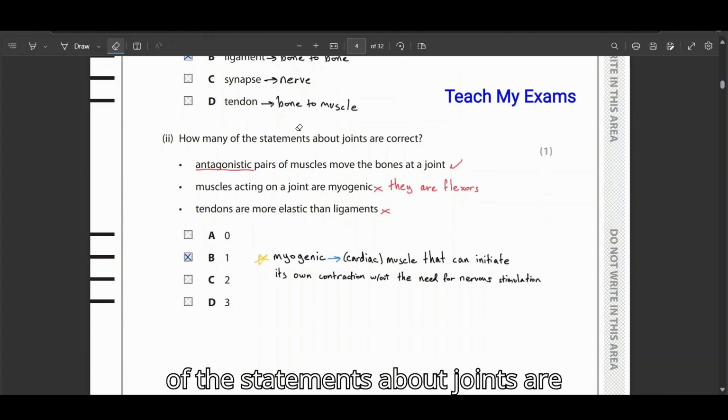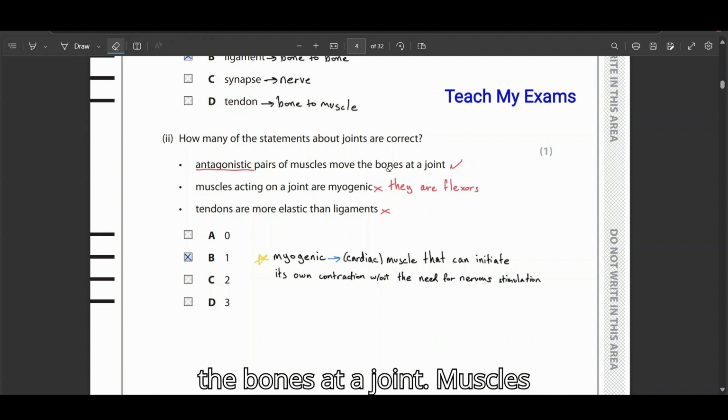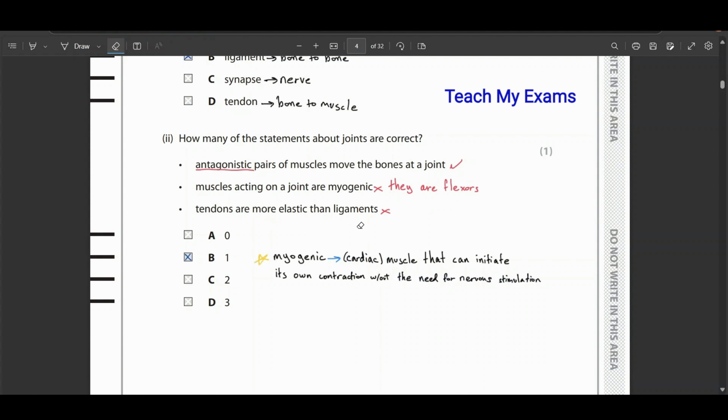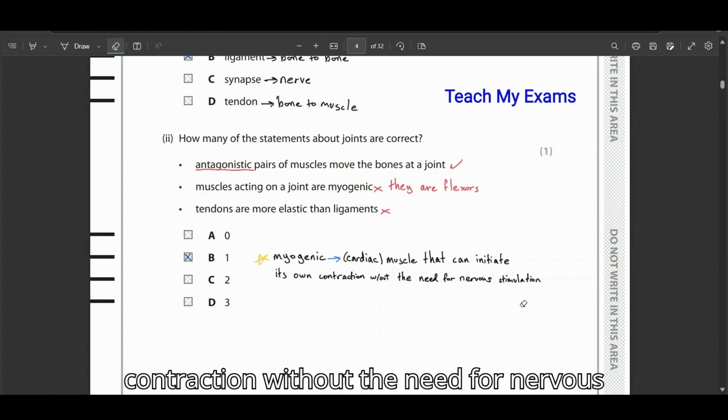How many of the statements about joints are correct? Antagonistic pairs of muscle move the bones at a joint. Muscles acting on a joint are myogenic. Tendons are more elastic than ligaments. So the first one is the only one that is correct. Because myogenic, which is cardiac muscle, can initiate its own contraction without the need for nervous stimulation.